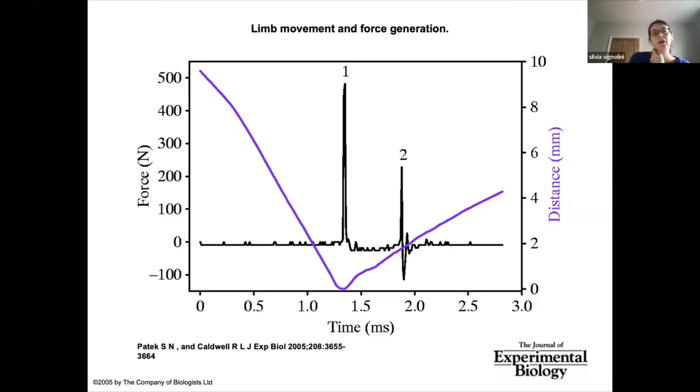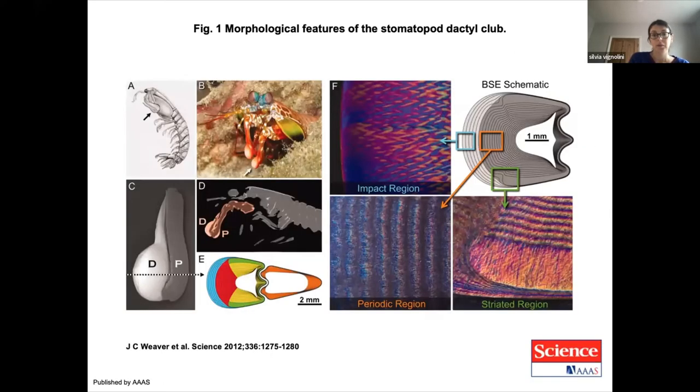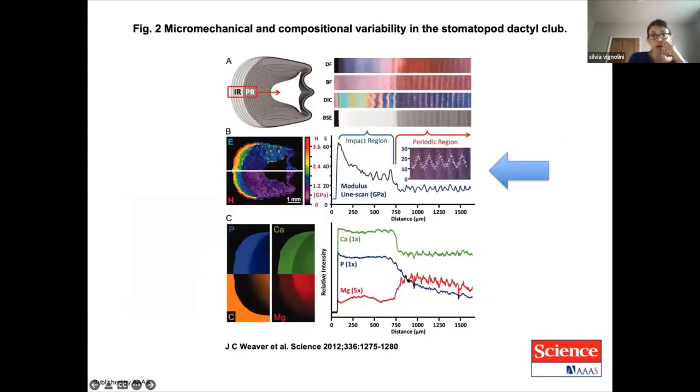Yes, and how this is done is by structuring the surface of this club with this chitin fiber in specific directions, so that the stress is redistributed uniformly into this impact region, and therefore this club can be used several times before the animal has to lose it and then create a new one. Yes, we do the change of this external skeleton. Yes, so here it is.